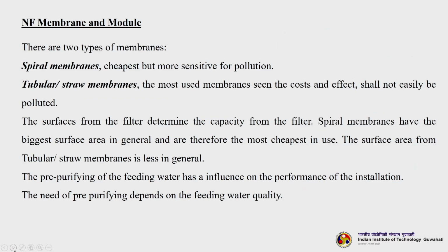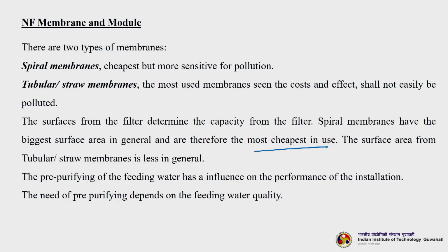So, NF membrane and module. There are two types of membranes available commercially, the spiral wound and the tubular membranes. Spiral membranes are cheapest but more sensitive to pollution. Tubular and straw membranes are the most used in terms of cost and effect, and shall not easily be polluted.